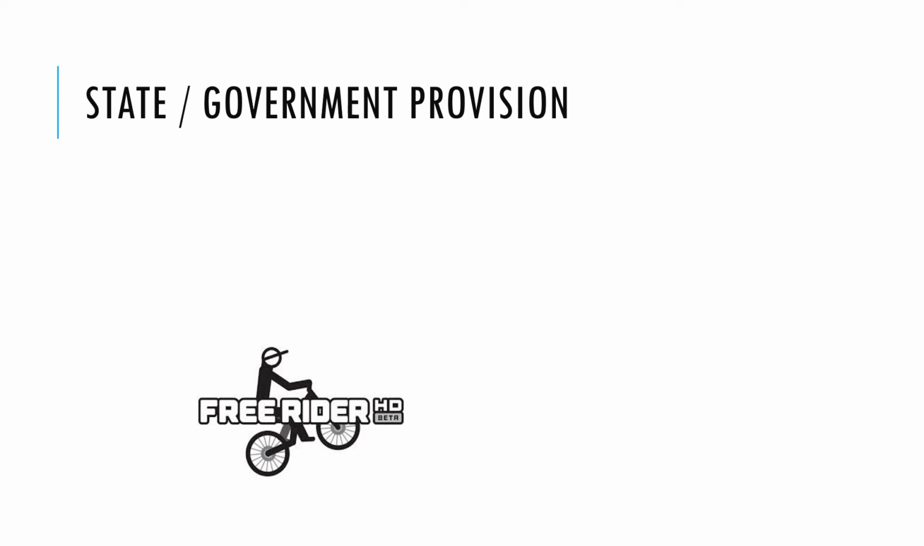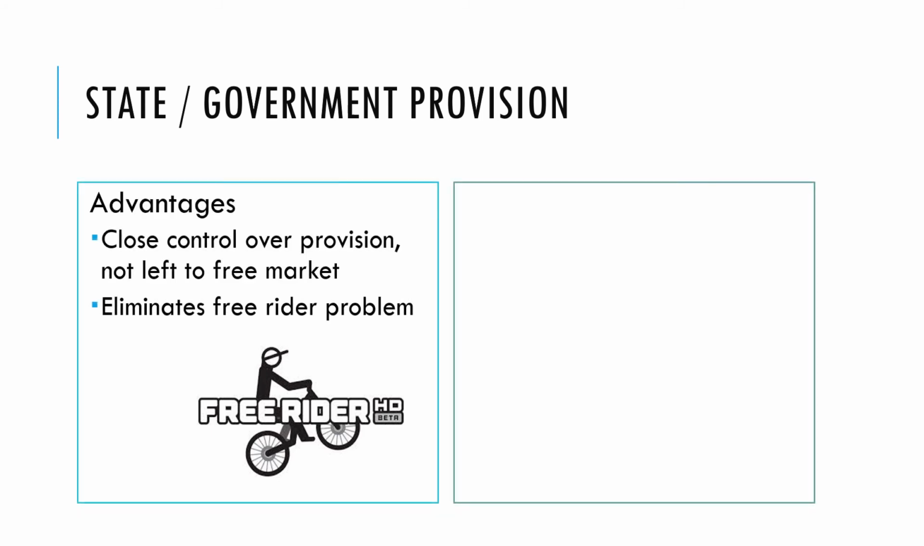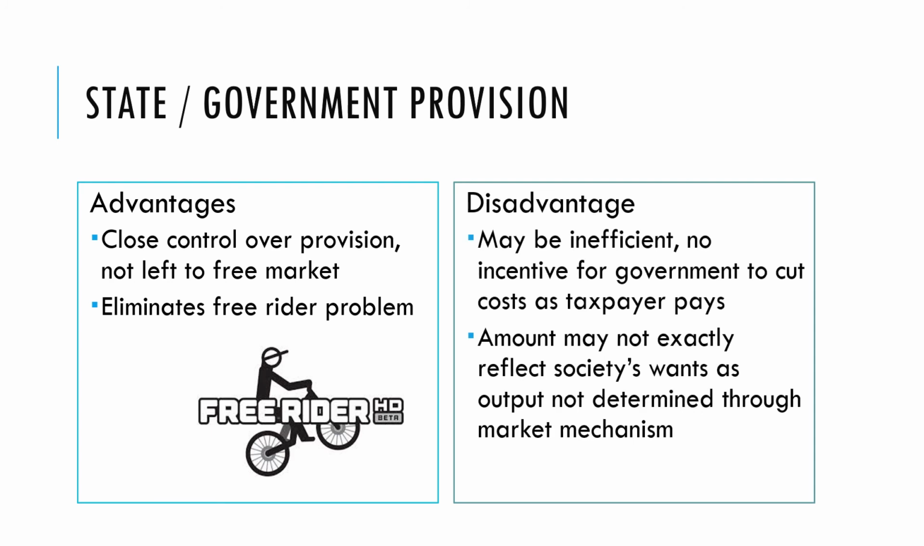State or government provision is good because the government can have very close control over how much is provided. You don't get this problem of too little being produced by the free market. Effectively, you're eliminating the free rider problem. The disadvantages, well, often the government may be more inefficient in providing the service than perhaps the private sector would be. There's no real incentive for governments to be efficient, to cut costs, as whatever the cost is, they just charge it in tax to the taxpayer.